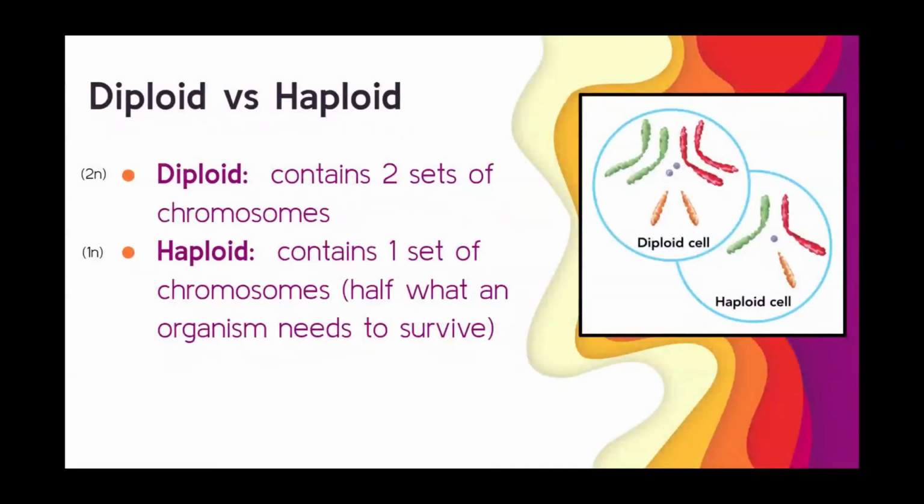Now, diploid versus haploid, we've used those terms before. Diploid is what the end result of a cell in mitosis is, just regular, doing its business, 2 complete sets of chromosomes. In meiosis, we take it a step further and we end up with haploid cells, which contain only 1 set of chromosomes, and it's really only half of what an organism needs to survive. And that's okay, because we take 1/2 in an egg, 1/2 in a sperm, we fuse them together during fertilization, and we get 1 complete set.